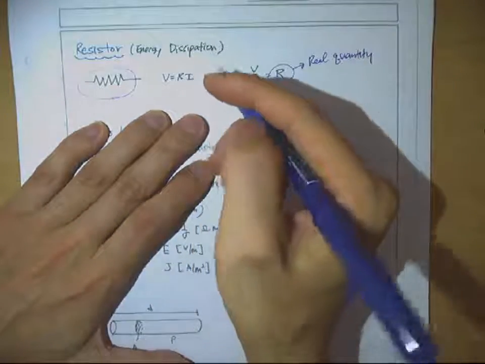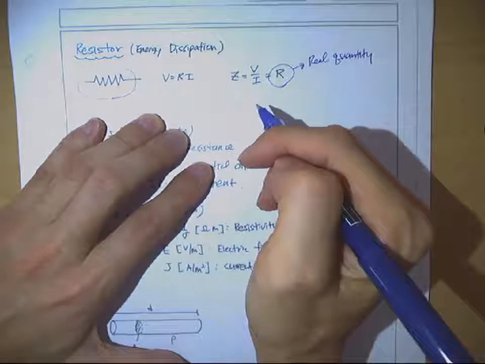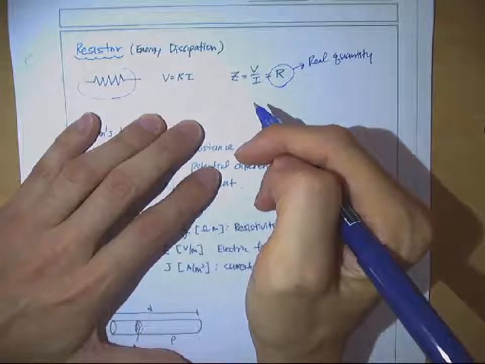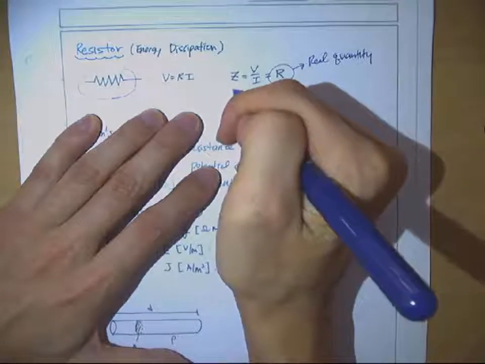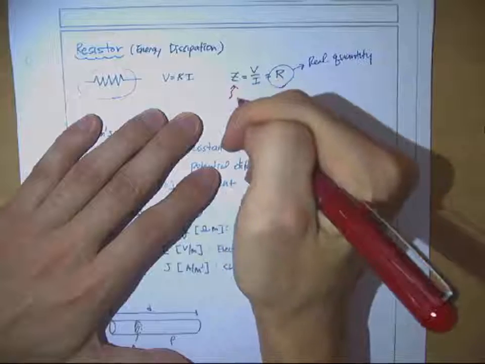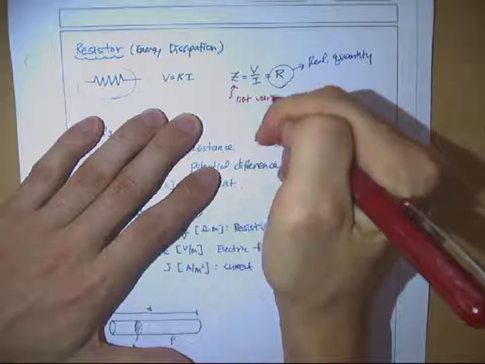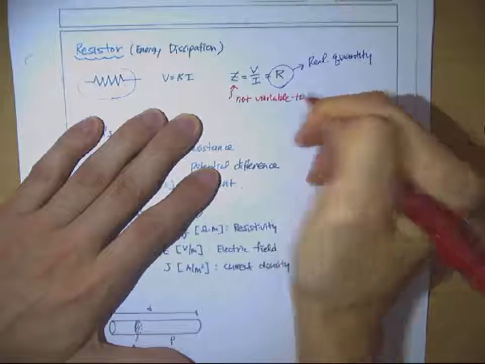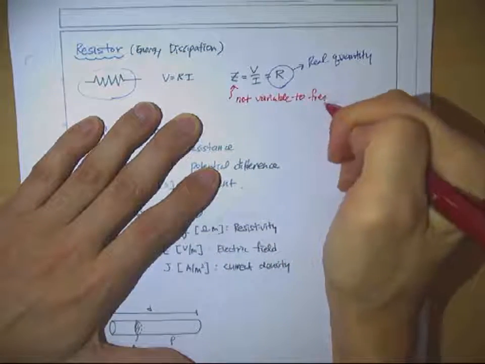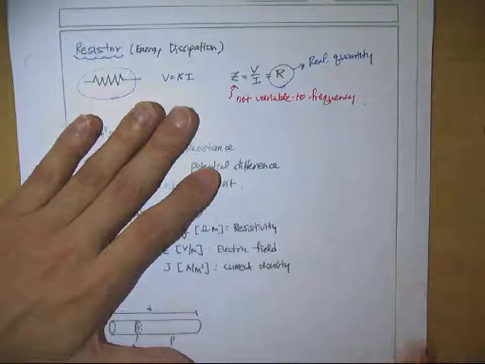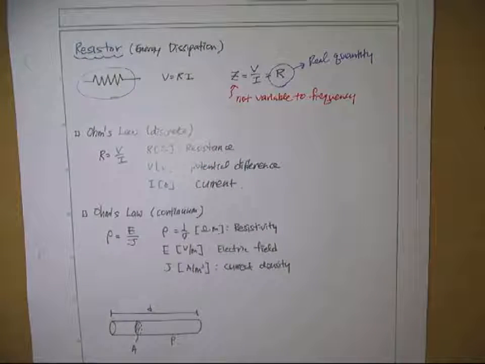And the impedance of the resistor does not depend on the frequency. So this is not variable to frequency. So it's a constant value.